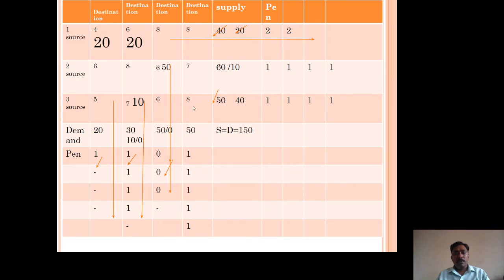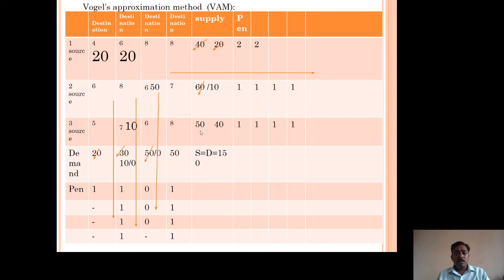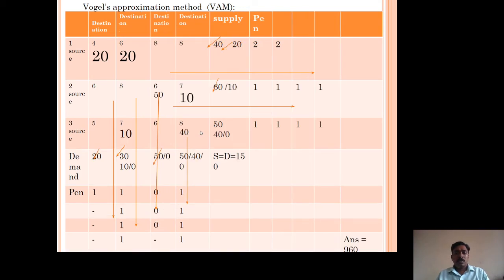Only 2 cells are remaining. The requirement here is 10, and here it is 40, and the total requirement is 50. So allocate 10 here and 50 here, because it is the last one, so you can directly allocate. In this way we complete the requirement as well as the supply.